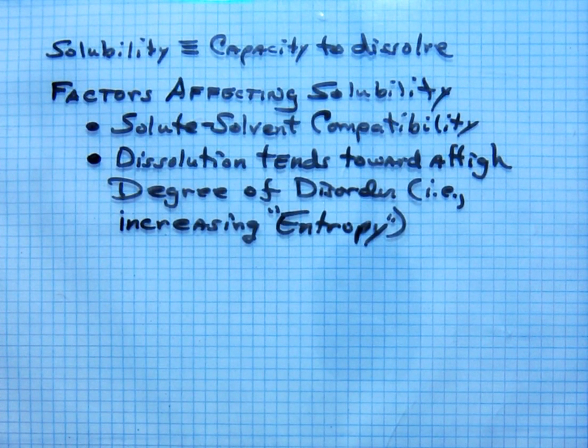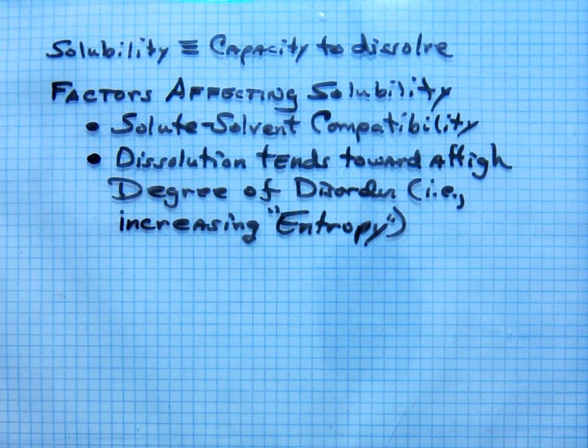What this means in terms of solutions is that when there is a solute-solvent compatibility, the solute will mix with the solvent to the greatest disorder or the greatest degree of dispersion that it can possibly achieve in the space that's available. So that's why it becomes homogeneous in the distribution of the solute throughout the solvent.